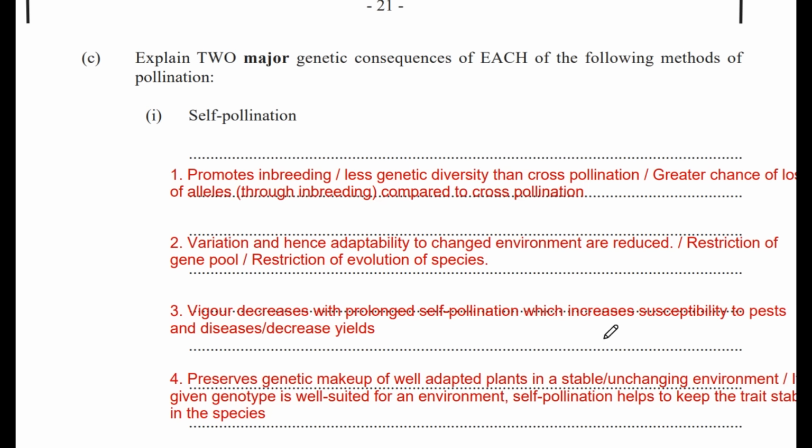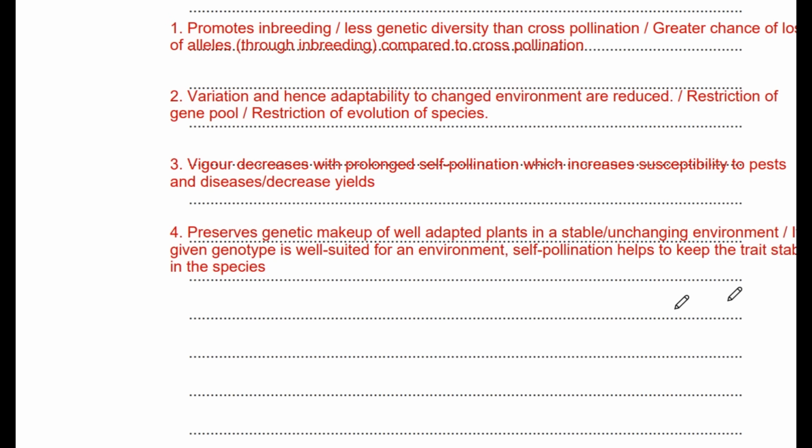Three, the vigor decreases with prolonged self-pollination, which increases susceptibility to pests and diseases or decreased yields. Same thing as above, you have less diversity. If a pest could feed on one flower, it might as well feed on all. But if it could only feed on a few, at least some would survive.